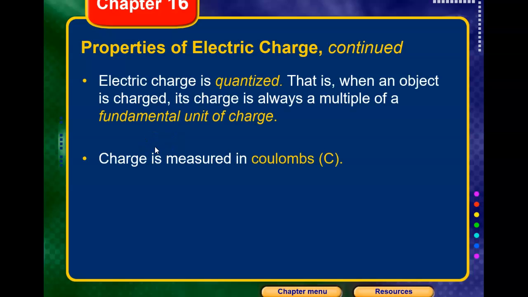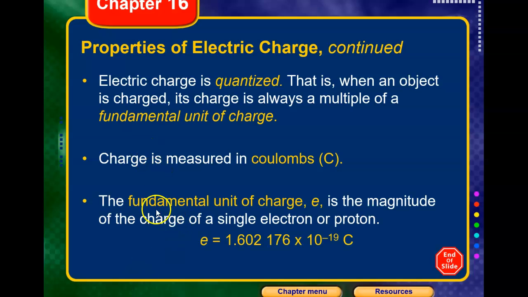Now, the unit of charge is the coulomb. The charge of an electron is 1.6 times 10 to the negative 19th coulombs, so very, very small for one electron. They derived it with an experiment to figure out the electric charge.